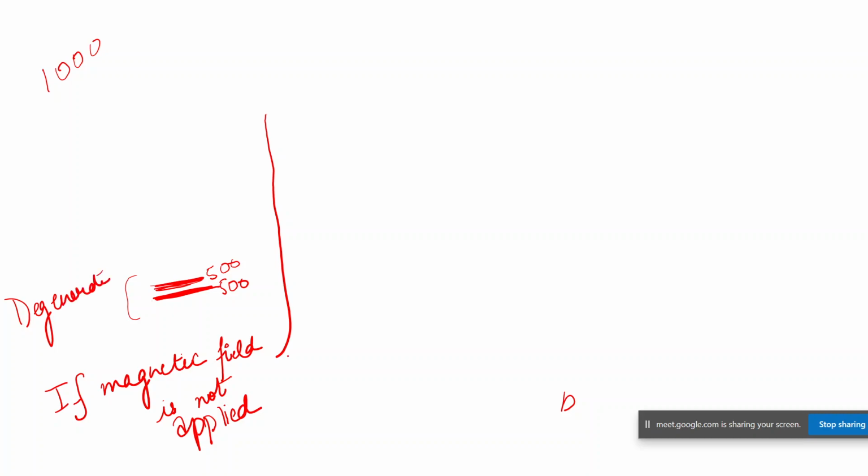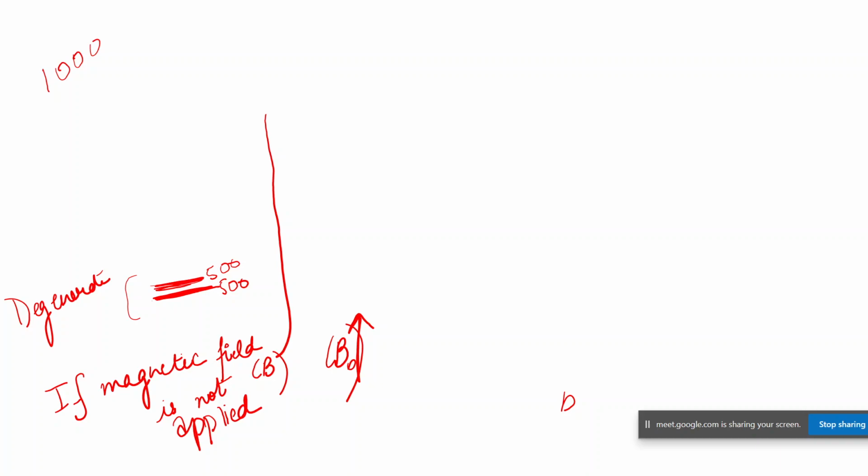But when you apply some magnetic field, which you denote by B, then your degeneracy gets broken. Earlier it was 500 molecules in the ground state and 500 molecules in the upper energy level. Now out of 1000 it can be 600 here and 400 here. So the degeneracy will be broken here. So what happened?